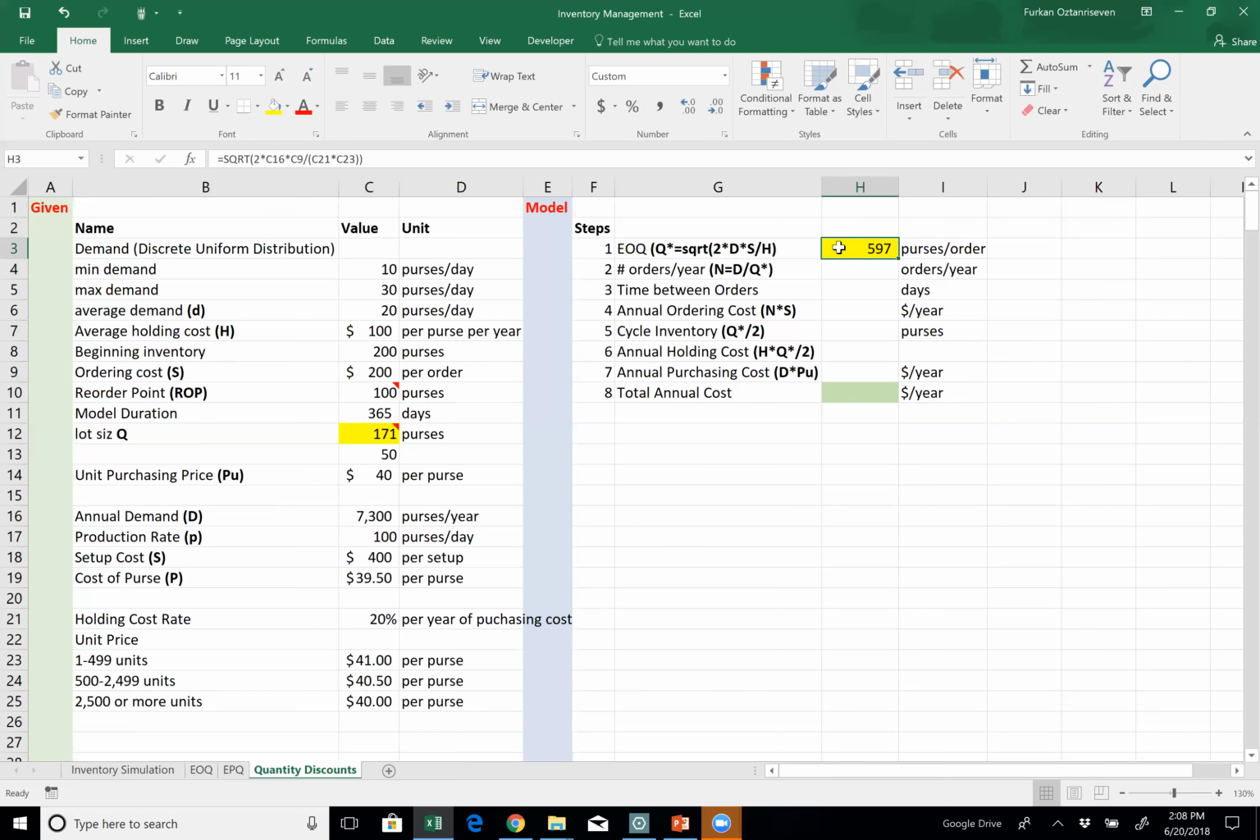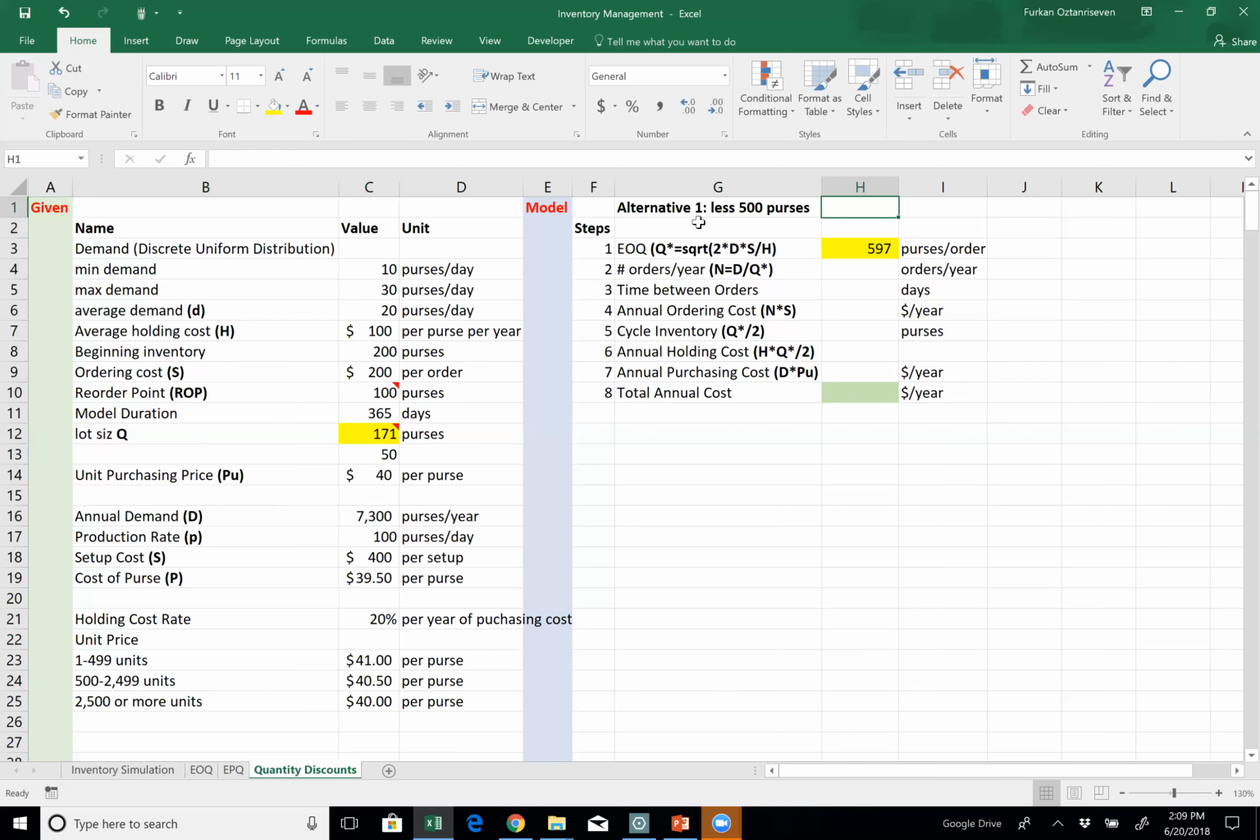However, 537.97 doesn't make any sense. The reason is that here in this case, we are working on alternative one. What's alternative one? It is ordering less than 500 purses. Right, that's our first alternative, ordering less than 500 purses.